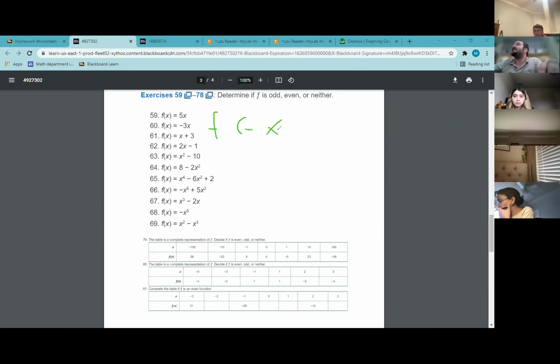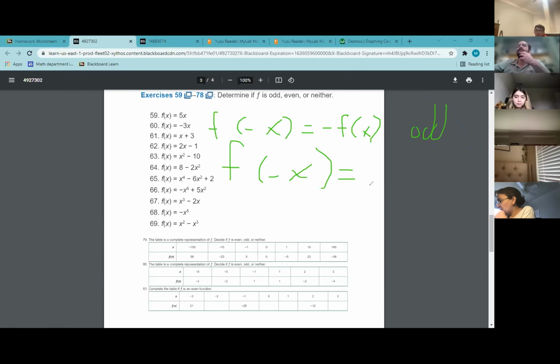So the test to do even or odd is to throw in the negative to the x. And if I end up getting a minus f of x, these are odd. This is the way we check. The powers and things are a consequence of this definition.